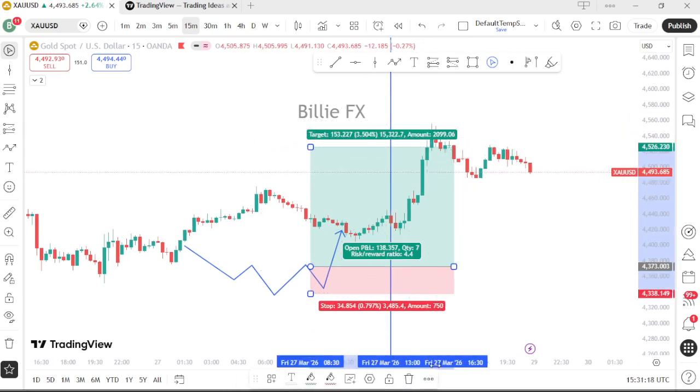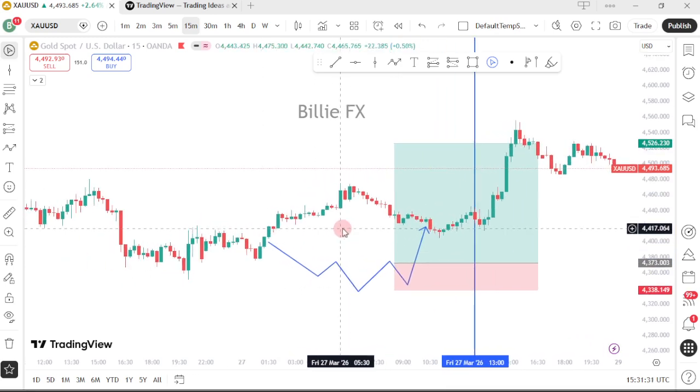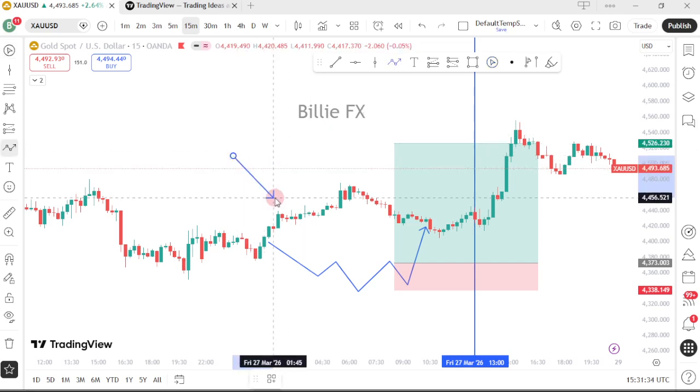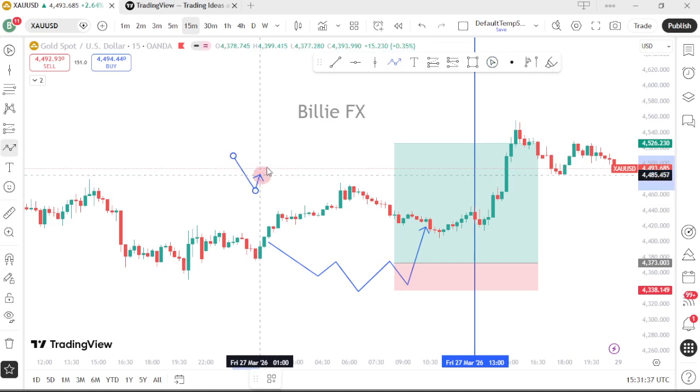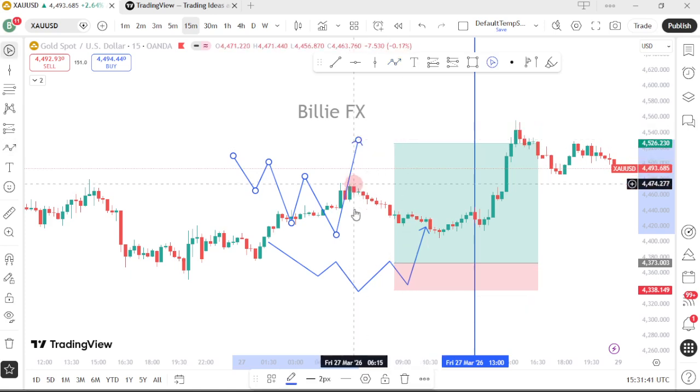But I FOMOed out and that hurt me very bad. So this would have been the trade that you should have taken if you were just considering the market structure shift. You see that this time you didn't have a change of character, a trend change, because if you are coming down like this, a change of character would have been something like this. Look at the difference. The difference is very important.